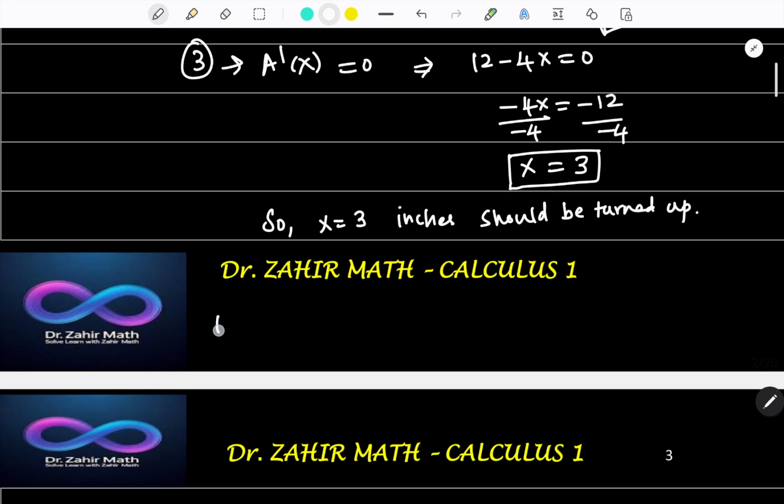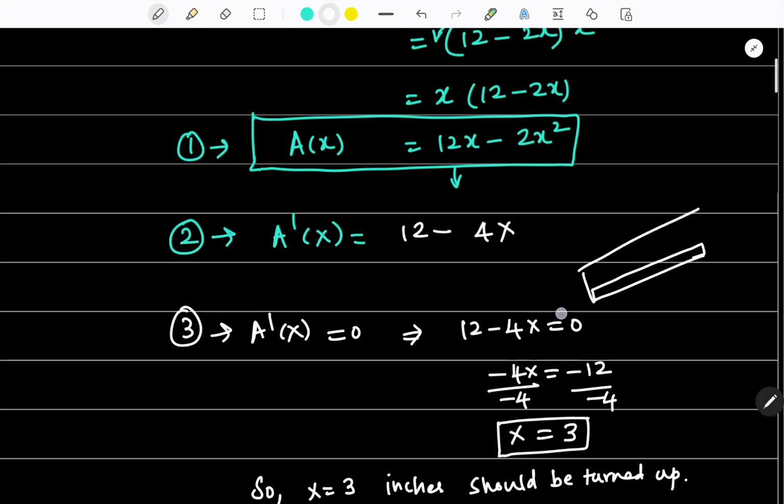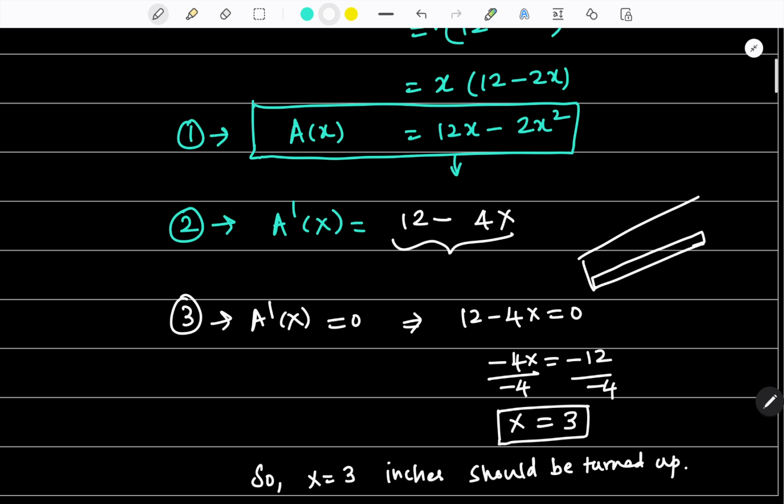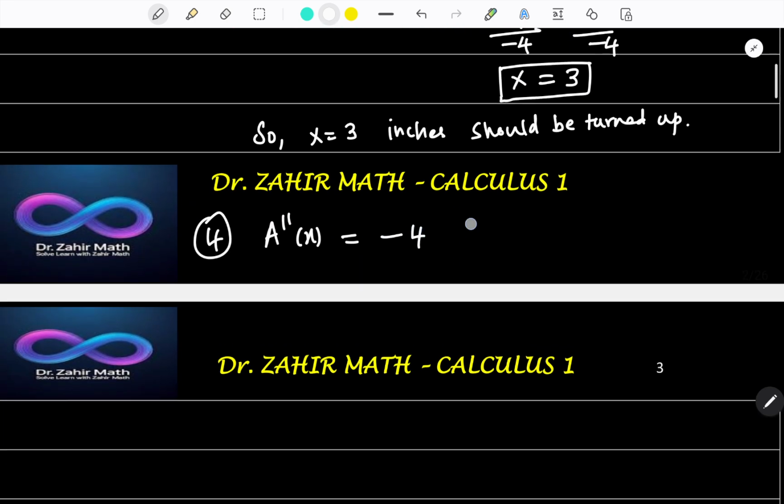Let's go for the second derivative test. What is the second derivative test? A double dash of x. This is your A dash, 12 minus 4x. It gives minus 4, which is less than 0, or you can say negative. When it is negative, automatically it says maximum, because we already studied the second derivative test. If you did not study, just go back to the previous video and come back to this one. So A double dash of x is negative, which means A double dash of x is less than 0.